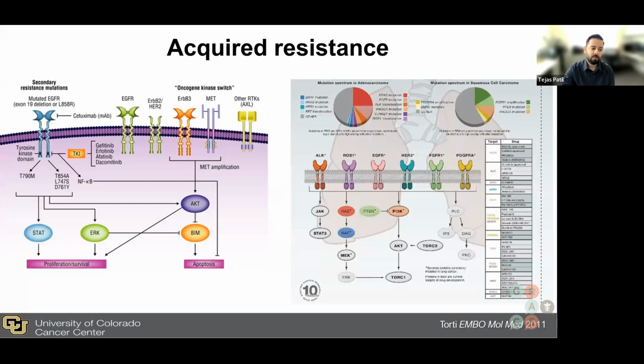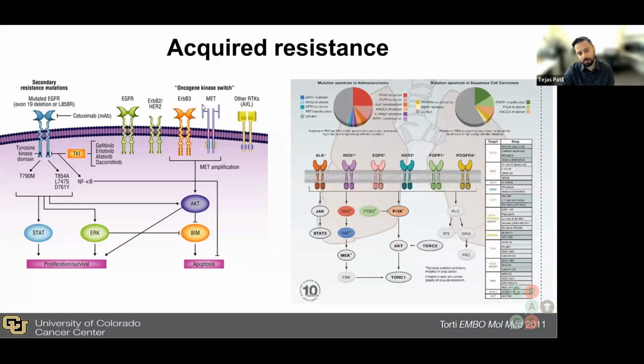These mutations typically occur in the tyrosine kinase domain, and what that means is they block the ability of the drug to get into the binding pocket. And so this category of resistance is called on-target, and the treatments can vary, but usually involve some kind of trial drug that can overcome this on-target resistance.